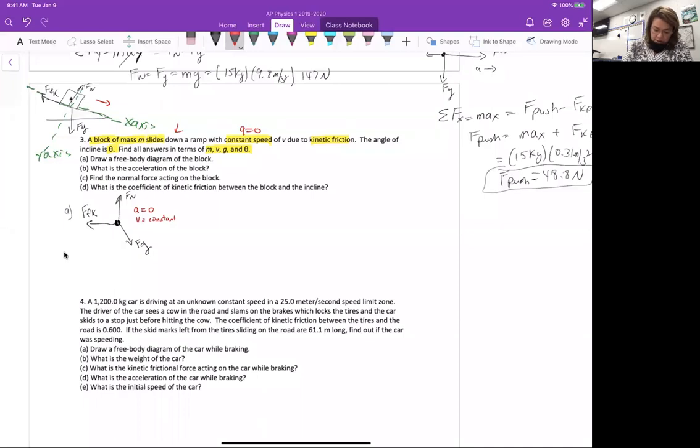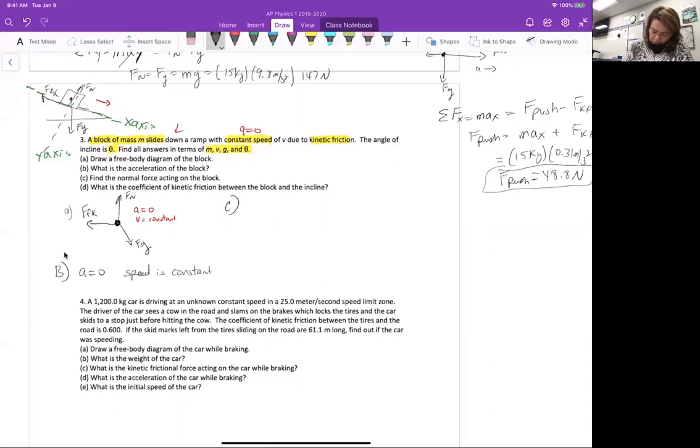Okay, I want to know what is the acceleration of the block. Didn't they just tell me it's 0? Yeah, so that's actually pretty easy to answer, hopefully, but maybe not actually. Acceleration is equal to 0 because my speed was constant. Okay. C, find the force normal acting on the block.